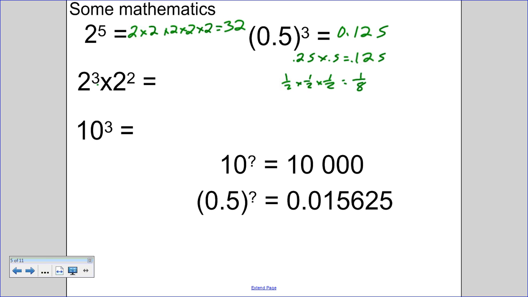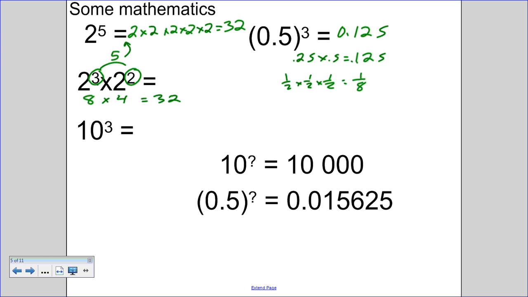2 to the power of 3 times 2 to the power of 2, well, 2 to the power of 3 would be 8, 2 to the power of 2 would be 4, and that equals 32, which, amazingly enough, equals 2 to the power of 3 plus 2, which is what we did up above. Okay, so I'm just showing you some of the tricks.